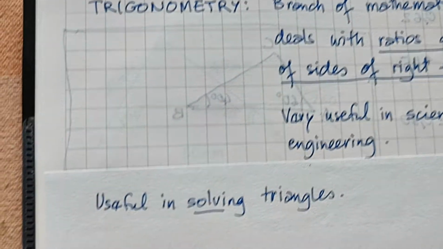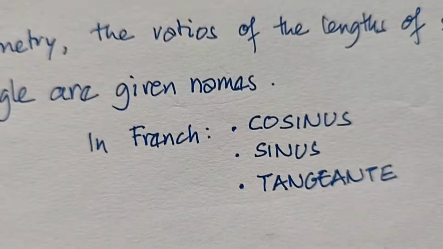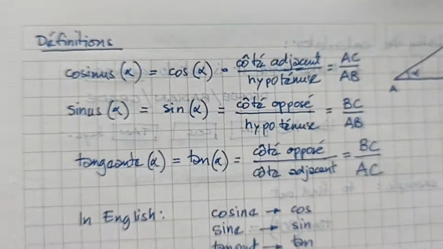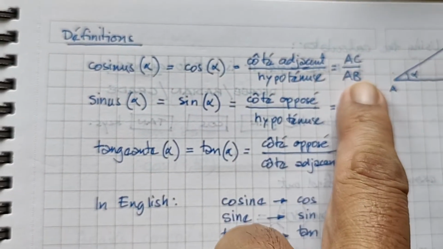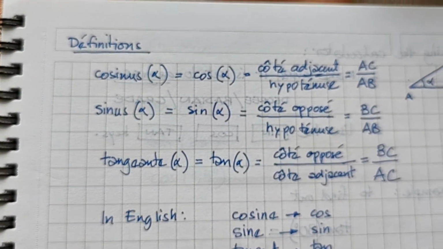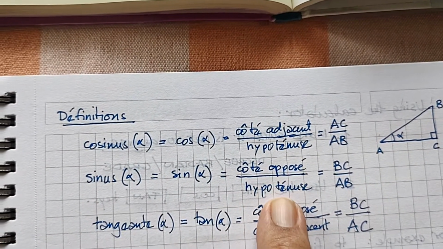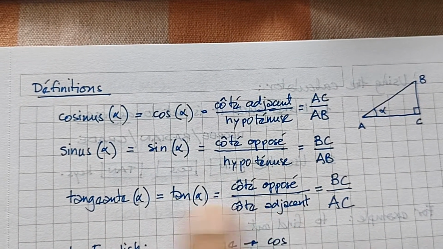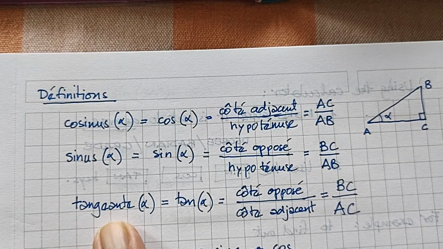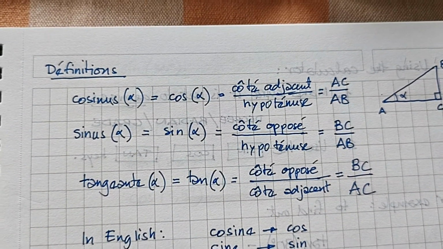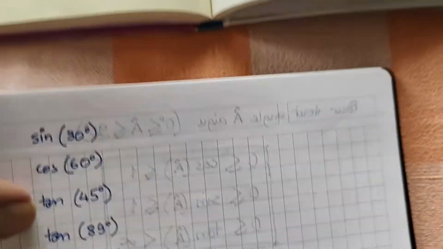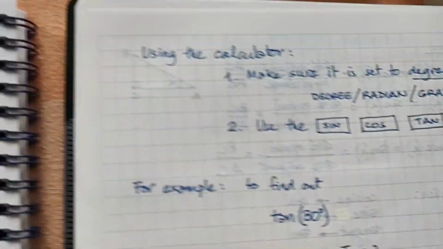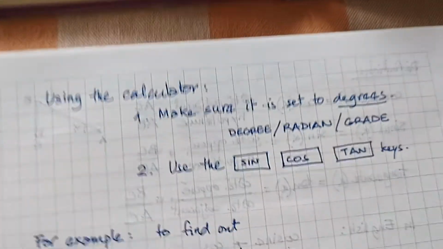Okay, so the first thing we learned was the name of the ratios, cosinus, sinus and tangent. Then we learned what their definitions are. Here, côté adjacent sur hypoténuse for cosinus, côté opposé sur hypoténuse for sinus, côté opposé sur côté adjacent for tangent. And then we learned how to use a calculator to obtain these ratios, because these ratios are stored in the calculator.